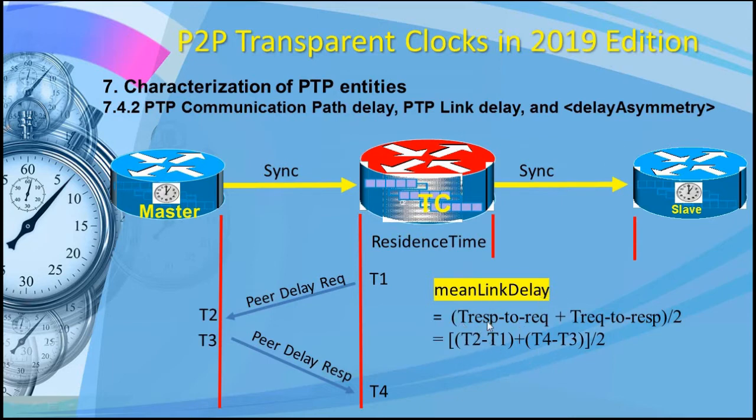The mean link delay equals time response to request plus time request to response, divided by 2. So in terms of timestamps, it is T2 minus T1 plus T4 minus T3, divided by 2. Based on this formula, the transparent clock can calculate the mean link delay between master and transparent clock.